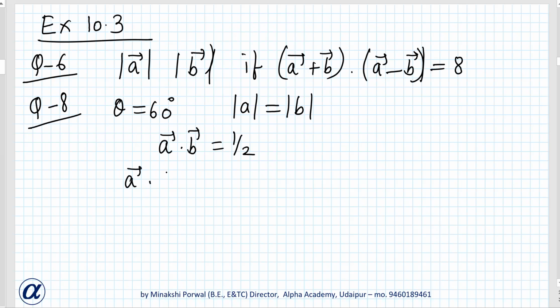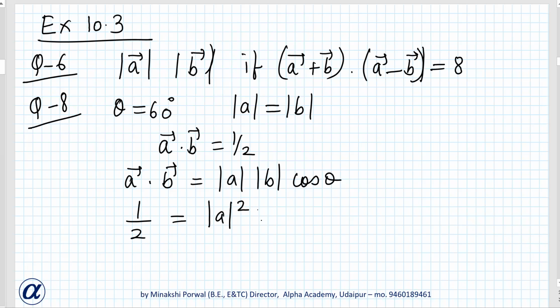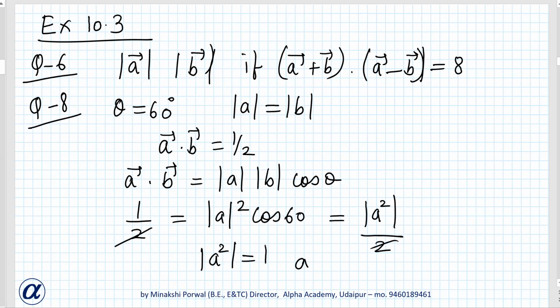So A dot B equals modulus of A modulus of B cos theta. A dot B is 1/2. A and B are equal, so this can be written as modulus A square cos 60. Cos 60 is 1/2, so this and this cancel. Modulus of A square is 1. So A is equal to 1, and B is also equal to 1. Then question 9.